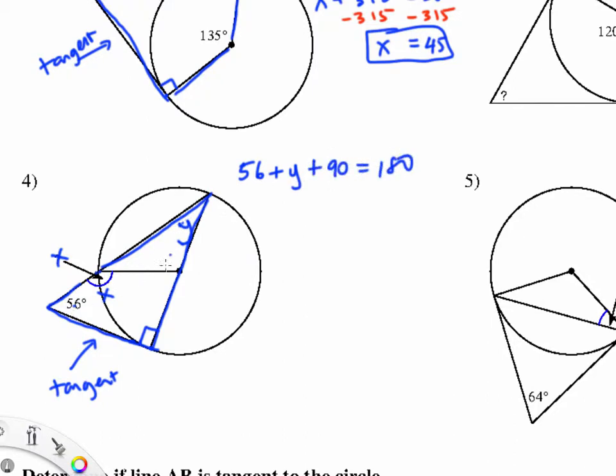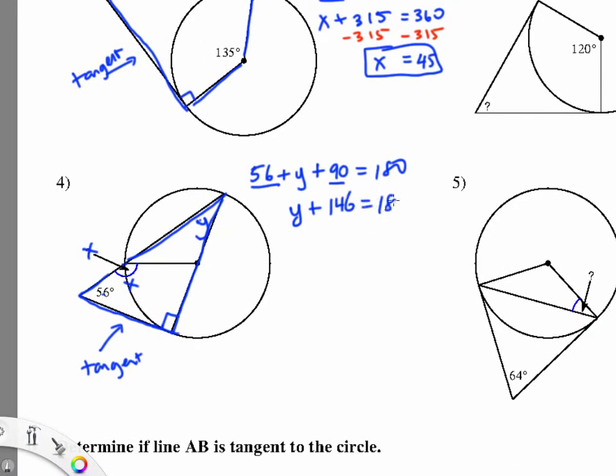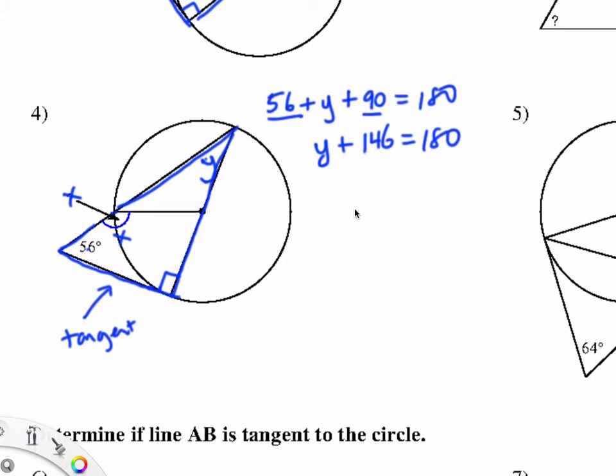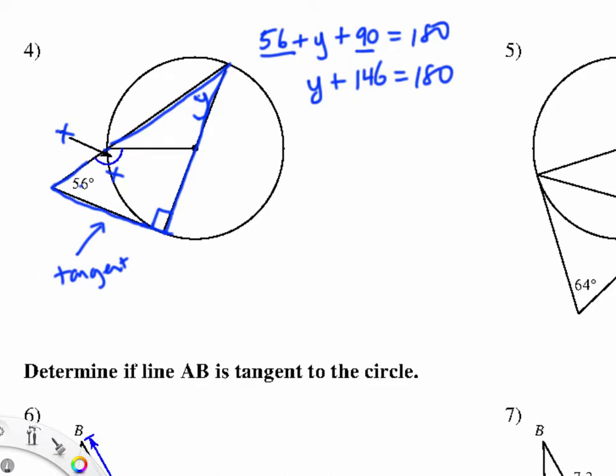All right, 56 plus y plus 90 equals 180. This plus this plus this. Ignore x for now. Let's add up 56 and 90. 90 plus 56 is 146. Okay, we subtract 146 from both sides. And we get y equals 180 minus 40 is 140, 140 minus 6 more is 34. Okay, so y is 34. So this is 34. Let me erase that and put 34.